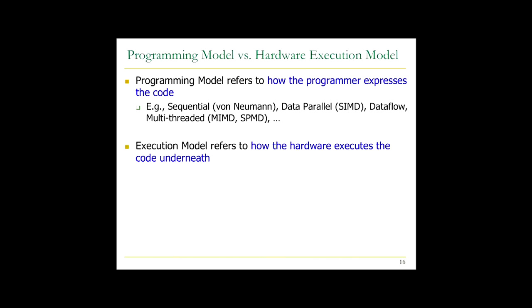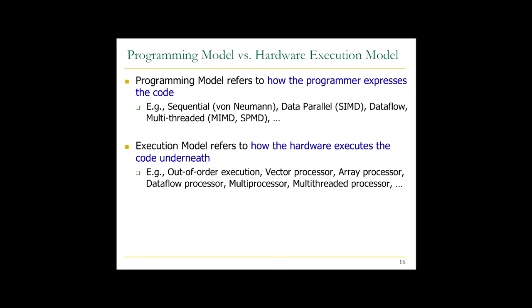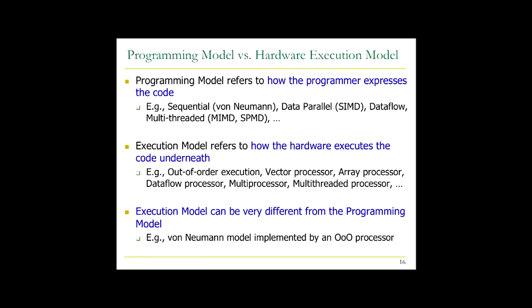Execution model, on the other hand, refers to how the hardware actually takes that code and executes it underneath. And these don't need to be the same. For example, we've seen out-of-order execution, which took a sequential piece of code and executed it out of order, right? Vector processors, array processors, data flow, multiprocessors. We've seen multi-threaded processors, fine-grained multi-threading, right? You have multiple threads, multiple program counters, multiple register files, and you do multi-threading in hardware. And these two things could be very different. The execution model can be very different from the programming model. And this is one example that we've seen very well.